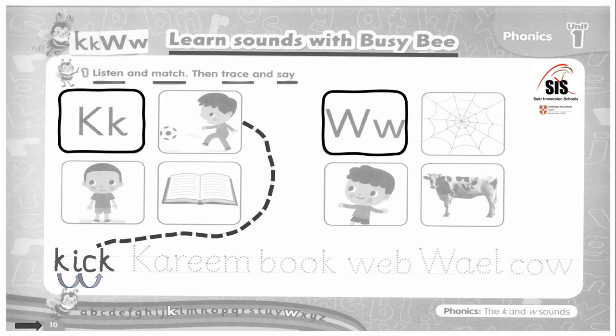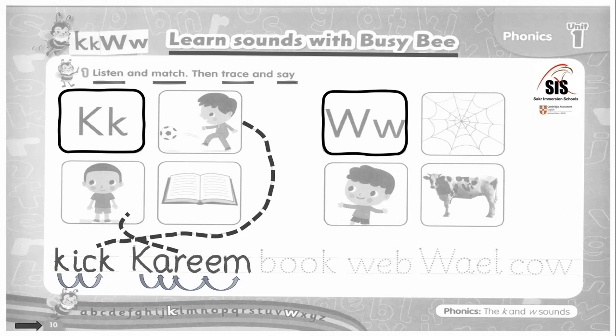Second word is K-Ka-R-I, Karim. We can see a boy under letter K. This is Karim. So match Karim to the picture and then trace the word.